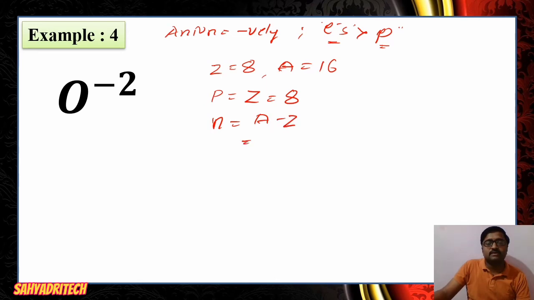What is A? 16. Z is 8. So what is the answer? 8. Means two values we got already. Number of protons are 8, neutrons are 8. Now coming to the number of electrons.